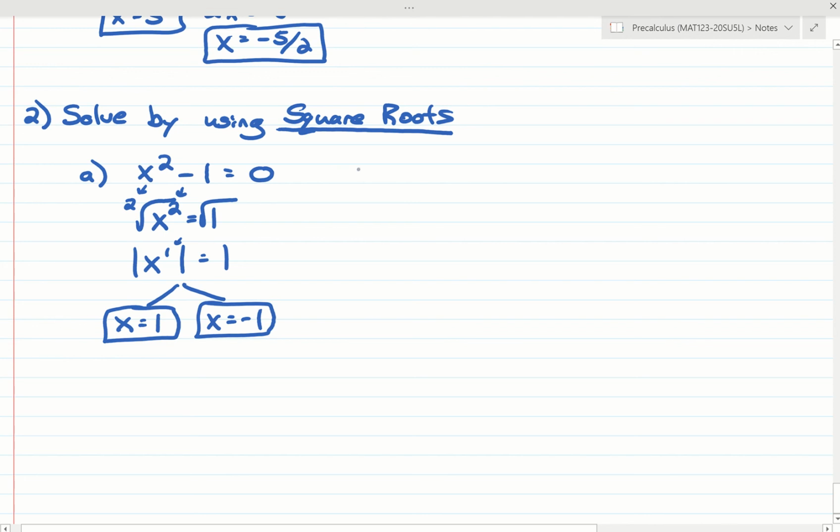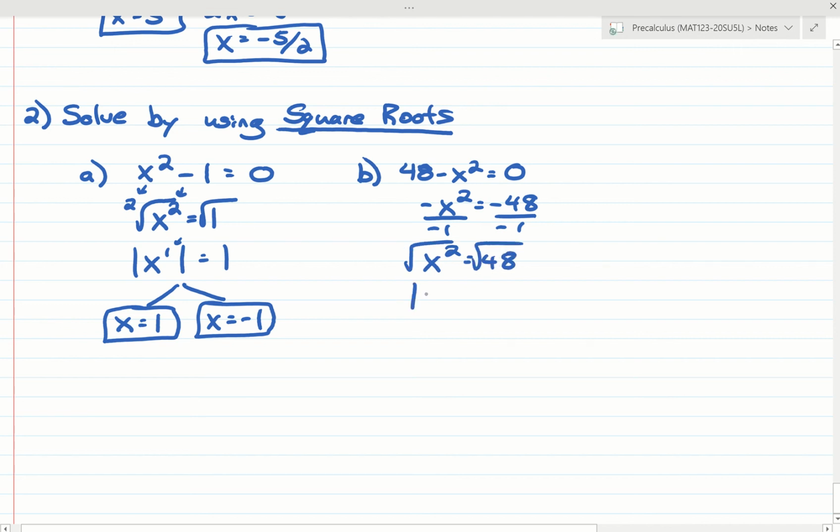Let's take a look at another problem by using square roots. What if we had 48 minus x squared is equal to 0? Well, let's get the x by itself. That's what solve means. By bringing the 48 over and dividing by negative 1, we get x squared is equal to 48. We'll take the square root just like we did before. We'll get absolute value. Anytime you take the square root of something squared, you get absolute value. And the square root of 48 we're going to have to reduce.